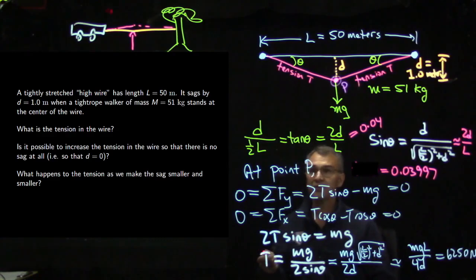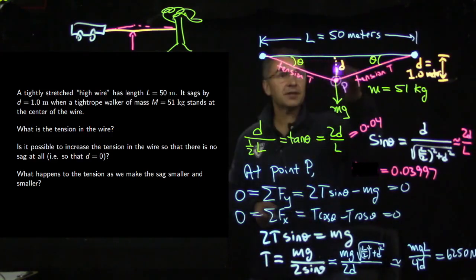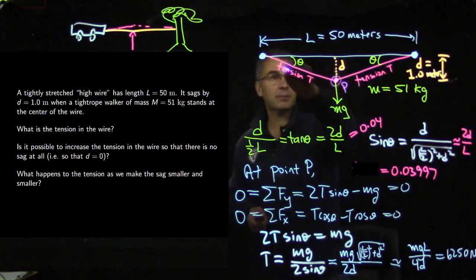Is it possible to increase the tension in the wire so that there is no sag at all? In other words, make the tension so big that D is zero. I claim the answer is no, because it is the fact that D is non-zero which allows us to have a vertical component of this force created by the tension, and that vertical component is what offsets the weight. So if there were no sag, there would be no vertical component, and you need the vertical component of the tension, or maybe two copies of the vertical component of the tension, to balance the weight. So you see, if it didn't sag, it would have no way to balance the weight.